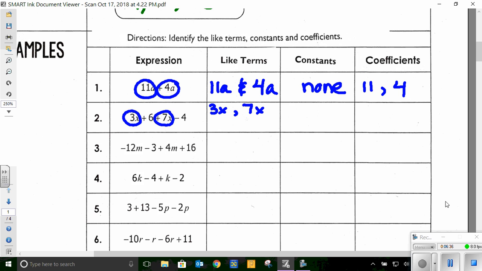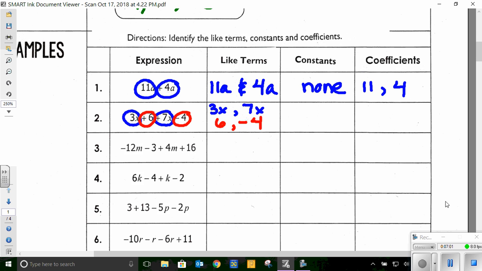I have a 3x and I have a positive 7x. Now I'm going to use another color because now I have my positive 6 and I have a negative 4. Those are different. I mean, they're different in the sense of from the variable. These are my constant terms, but they are like terms because they're both constants. So this is a 6. And this is a negative 4. Again, watch that sign. You don't want to leave it off.